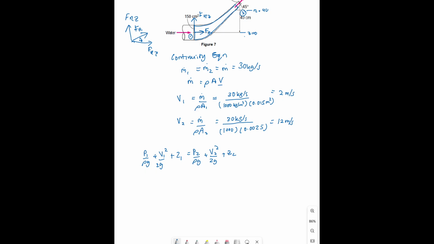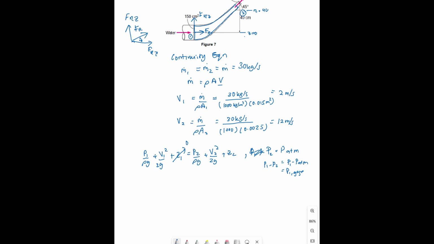And for the pressure, we have pressure at the inlet and pressure at the outlet. Pressure at the outlet is the same as the atmospheric pressure. So pressure 1 minus pressure 2 is equal to pressure 1 minus the atmospheric pressure, which is equal to the gauge pressure at the inlet. Now we want to simplify this Bernoulli equation.